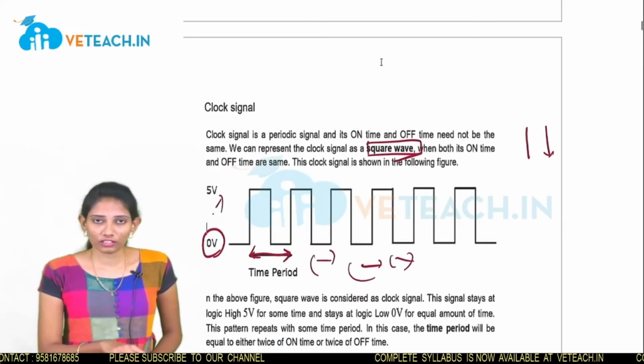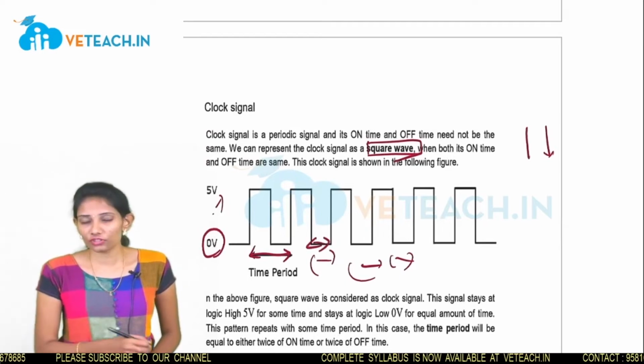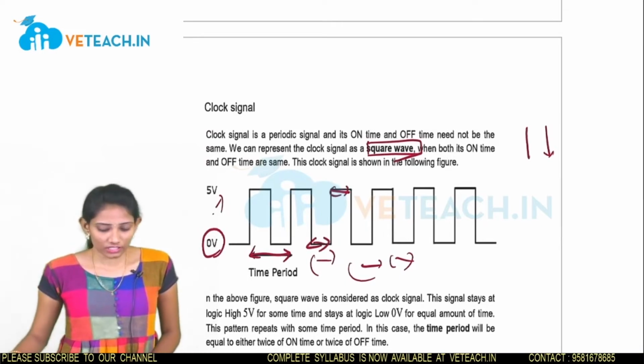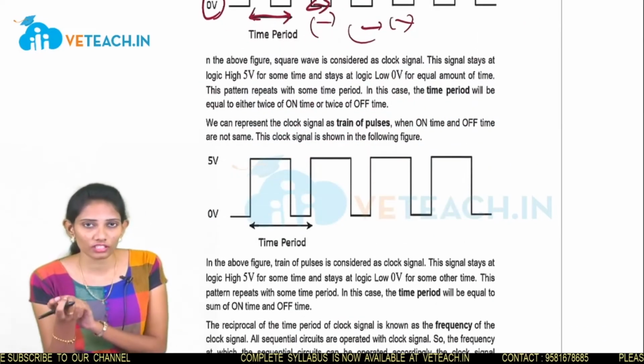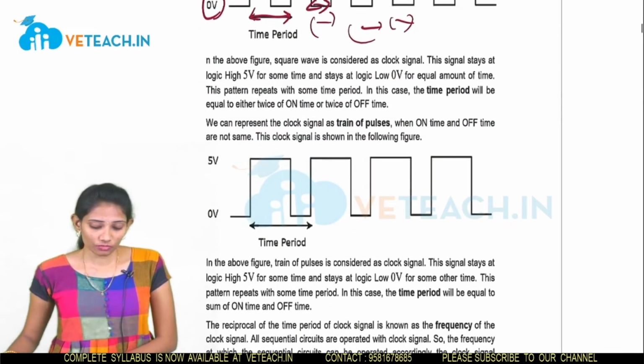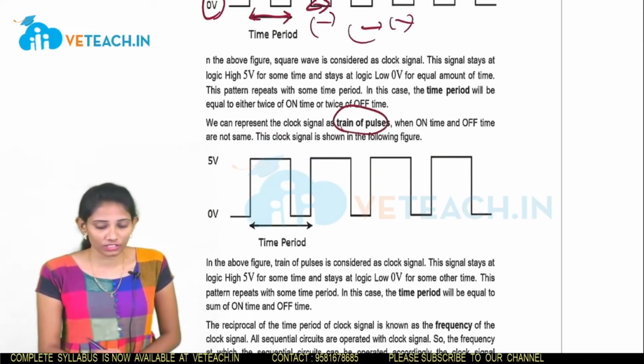So in this clock signal, when we are taking 0 volts, it should be in the low voltage. When we are taking the high volts, it should be in the high voltage. Okay, so let's see another one. Suppose the clock signal on time and off time are different. In that case we have a train of pulses. That is nothing but the clock signal having a train of pulses.